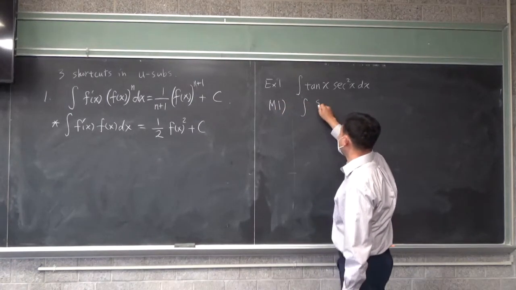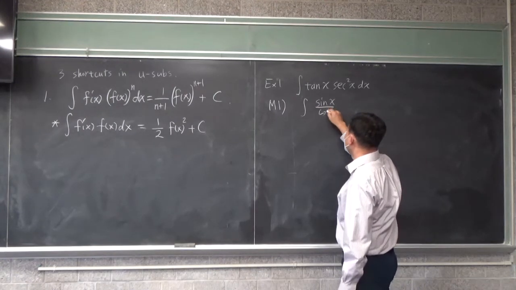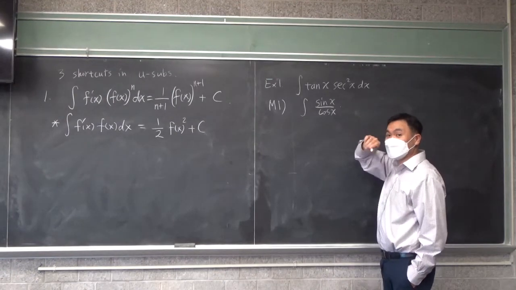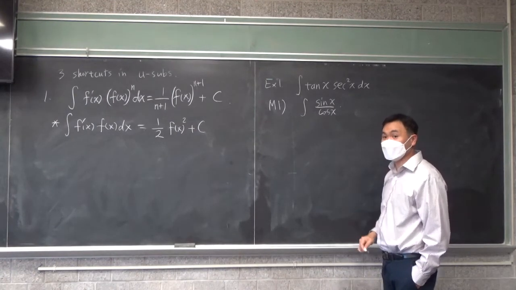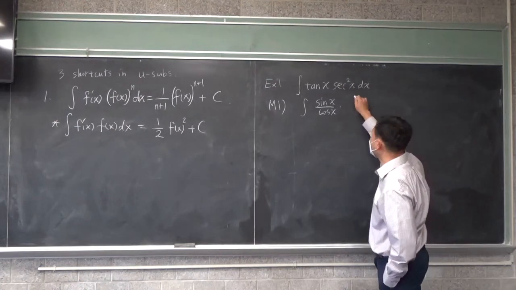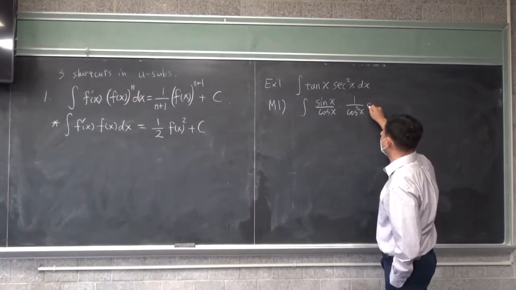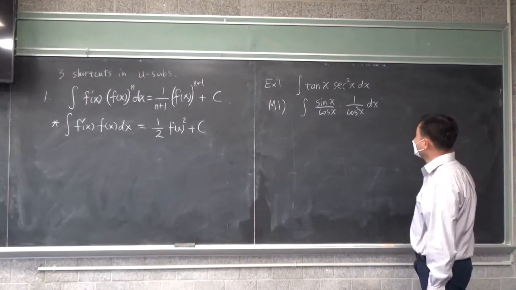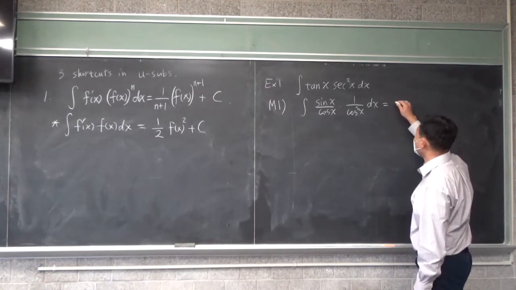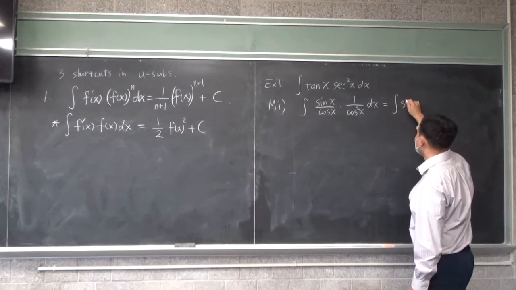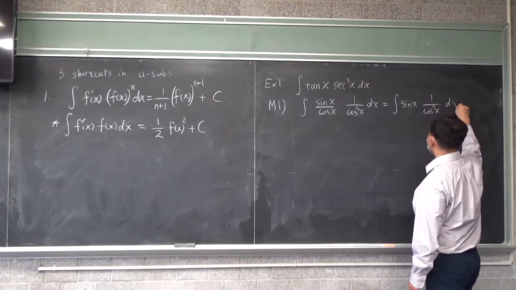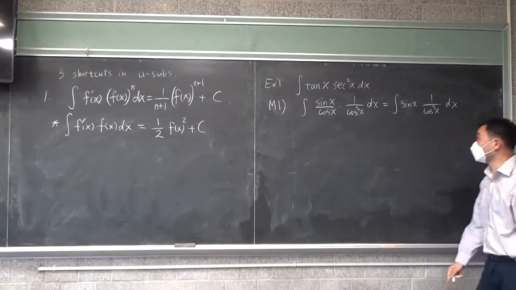You can rewrite this as sine over cosine. And secant is 1 over what? Secant is 1 over sine? Nope. 1 over cosine. Okay, secant is 1 over cosine. You get this. And then you end up with a similar situation as before. So you have sine of x times 1 over cosine cubed of x dx. Because cosine times cosine squared is cosine cubed.